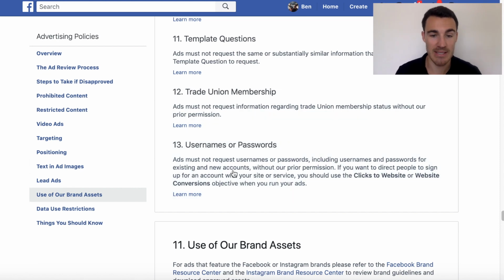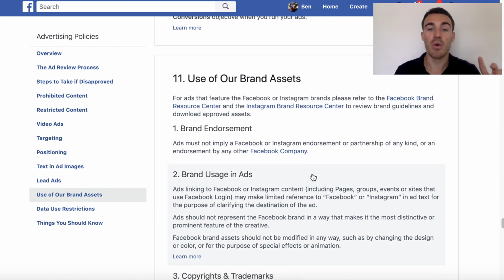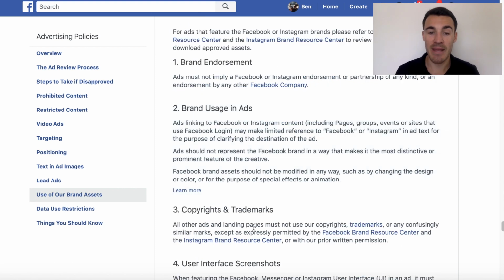Actually, I said last thing is lead ads, but no, there's one more thing I want to talk about, which is brand assets. If you want to use Facebook or Instagram in your ad copy or in your ads, then make sure you come in and have a look at the copyright and trademark section, brand usage in your ads, all that sort of stuff. It is allowed, but your ads need to be very clear.